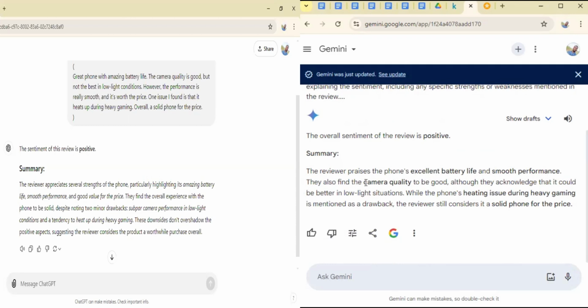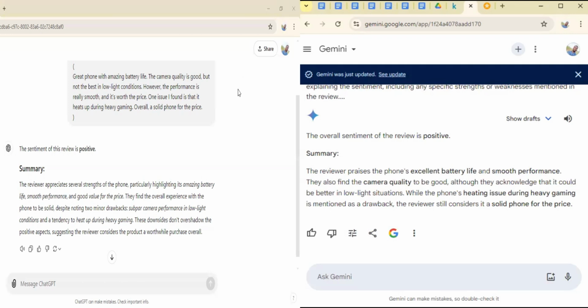They also find the camera quality to be good, although they acknowledge that it could be better in low light situations, where the phone's heating issue during heavy gaming is mentioned as a drawback. The reviewer still considers it a solid phone for the price.